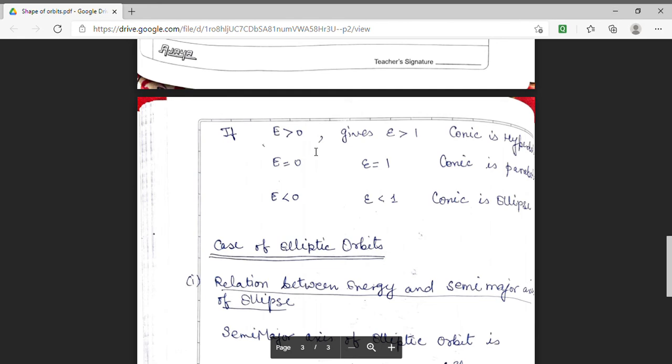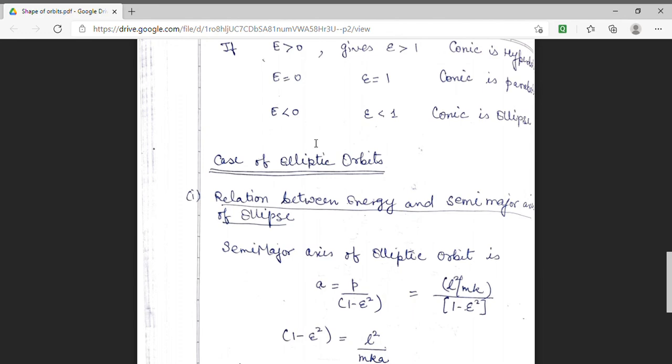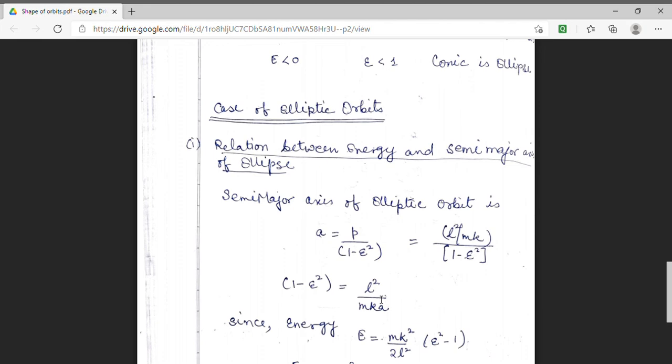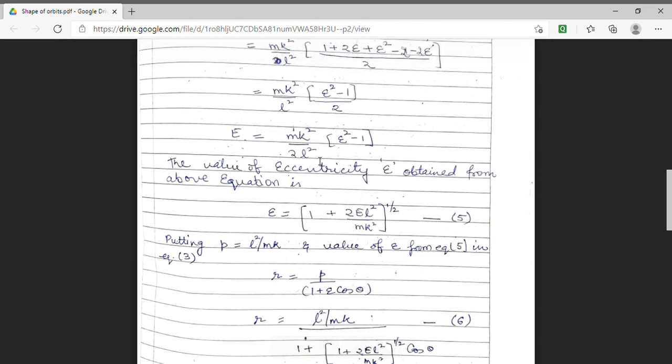Semi-major axis is a, and we have derived the expression of the semi-major axis of an ellipse in our previous lectures as a is p upon 1 minus epsilon square. Here p is L square upon mk, divided by 1 minus epsilon square. On solving this, I get 1 minus epsilon square as L square upon mka, and we have derived our energy as mk square upon 2L square times epsilon square minus 1.